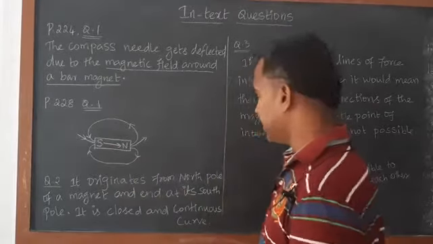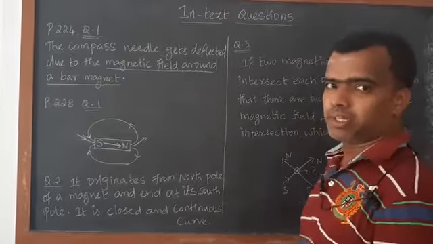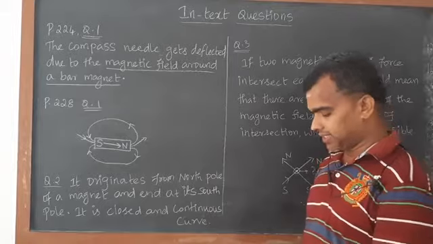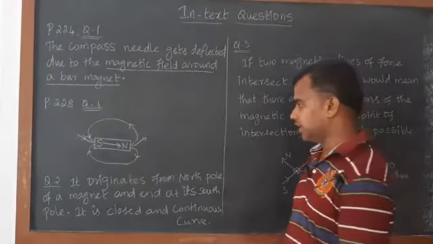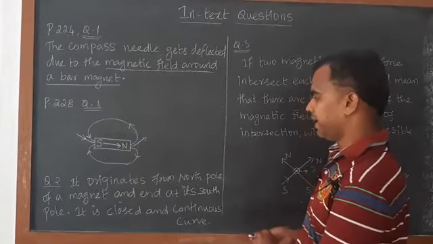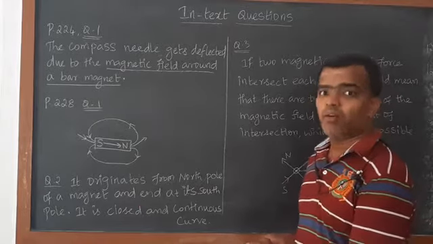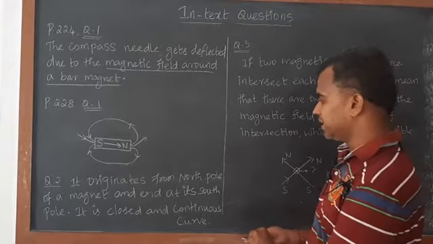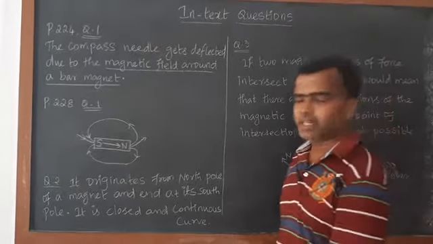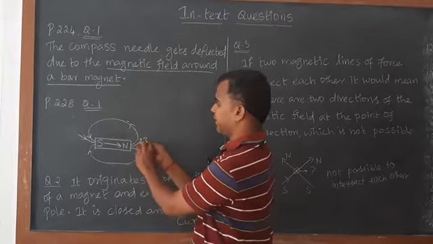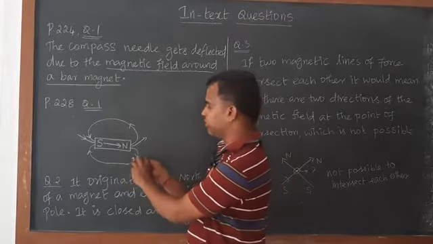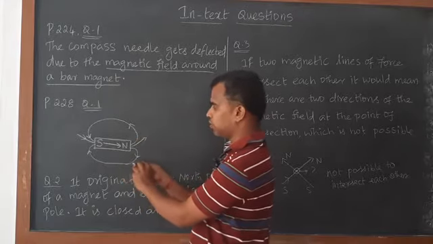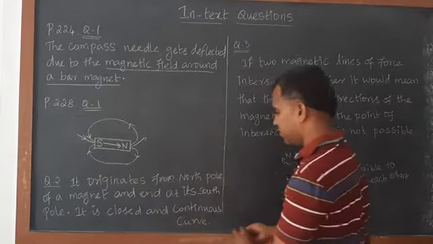Question number 2: write any two properties of magnetic field lines of force. Again the same point I am going to repeat here. It originates from the north pole of the magnet and ends at the south pole outside the bar magnet, and it is a closed and continuous curve. Remember that this is a closed one, right? There is no gap, and it is also continuous. It starts from north, comes back to south, and again travels from south to north, right? That's why I wrote continuous curve.